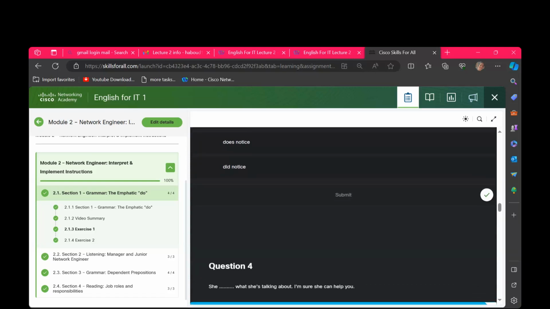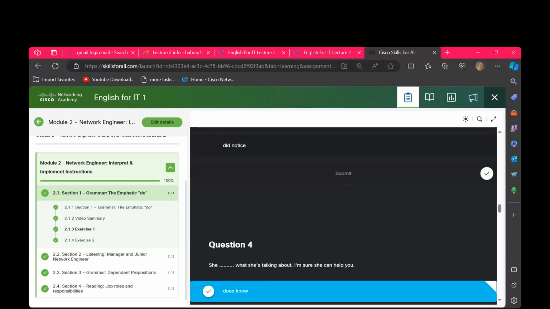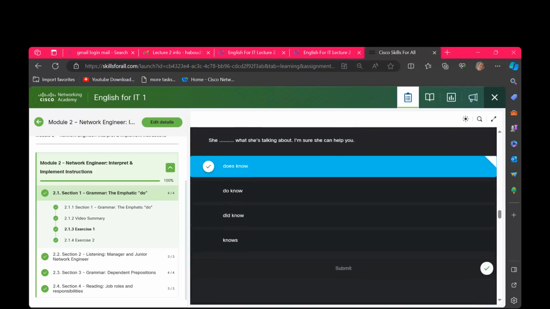Next question 4. She, what she's talking about? I'm sure she can help you. Huh? What do you think? استخدمها ولا لا؟ واستخدمها في أي form? Yes. هنا عندي كلمة I'm sure. أنا متأكد she can help you. هي هتساعدك. Okay. طبعا of course استخدمها في simple present وعندي she يعني does. She does know what she's talking about. I'm sure she can help you. Okay. Next.